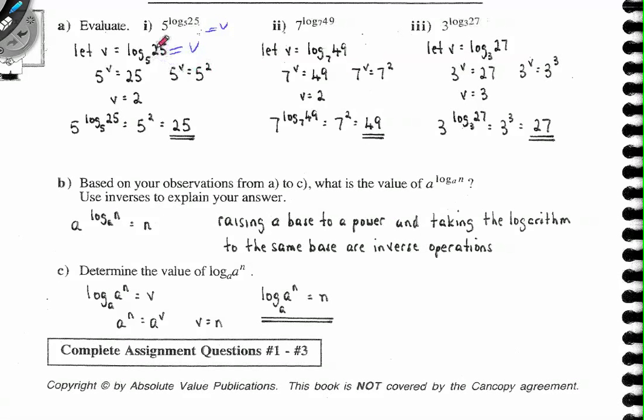Now, notice what we did. We evaluated the exponent here. We didn't evaluate the whole thing yet. We evaluated the exponent, this log 25 base 5 that we have up here, is actually equal to 2. So we can rewrite this as 5 to the 2, which equals 25.